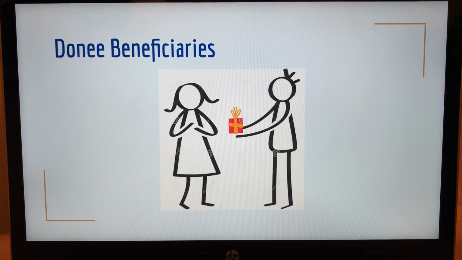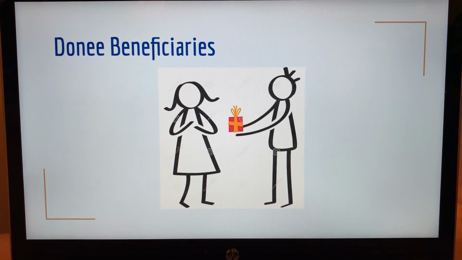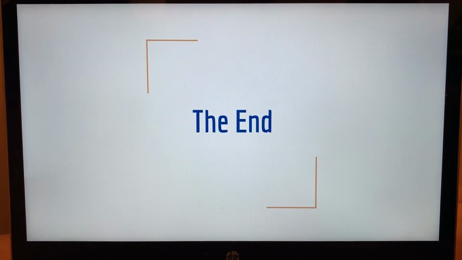A donee beneficiary is when the contract expresses the purpose of giving a gift to the third party. The most common type of donee beneficiary is a life insurance contract. The end.